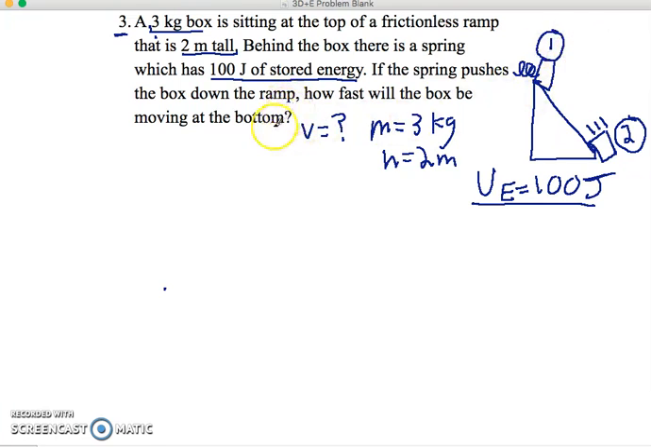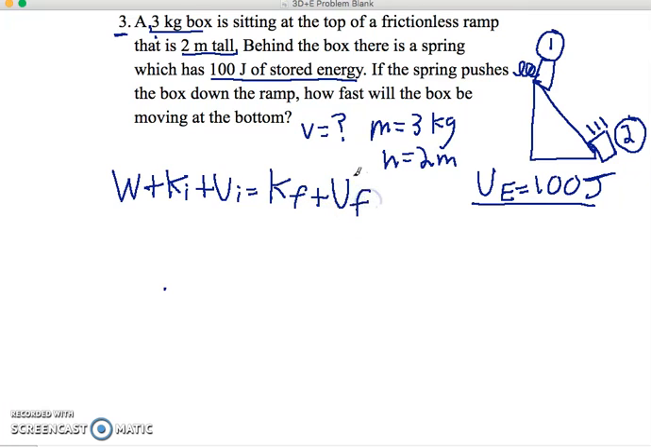And then it would be a good idea to write out the conservation of energy equation, and then think about what types of energy are actually present. So again, the equation: work plus all the initial kinetic energy plus all the initial potential energy equals the final kinetic energy plus all of the final potential energy. Before we start plugging in, we're going to look at it and see if there's stuff we can get rid of to make this equation a little simpler.